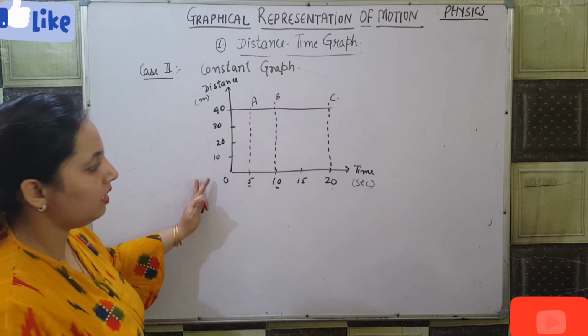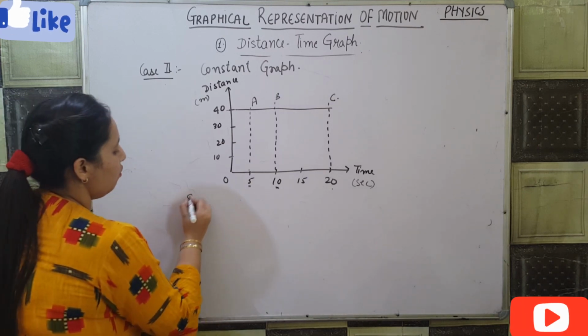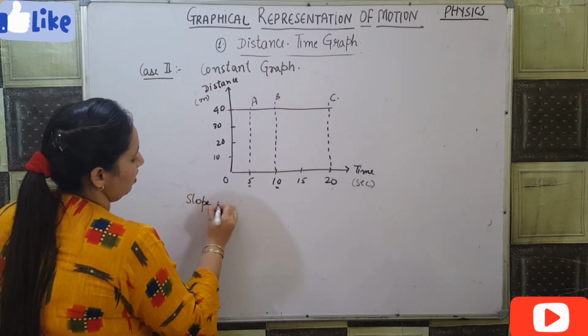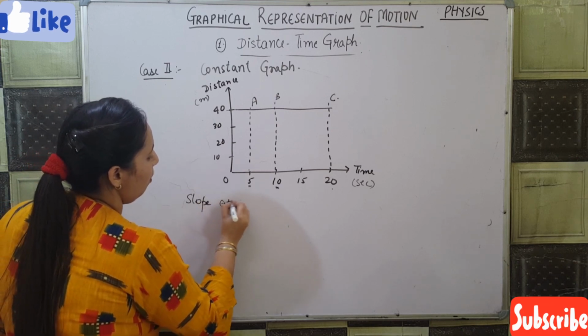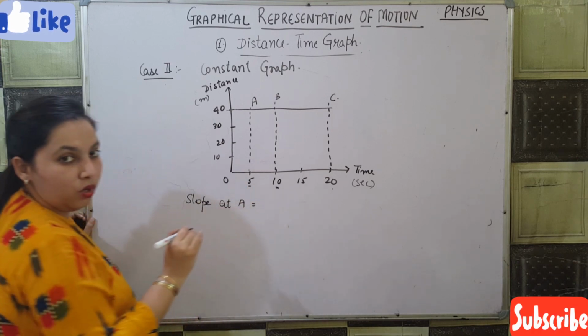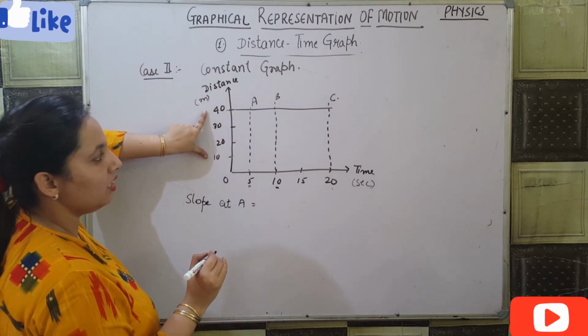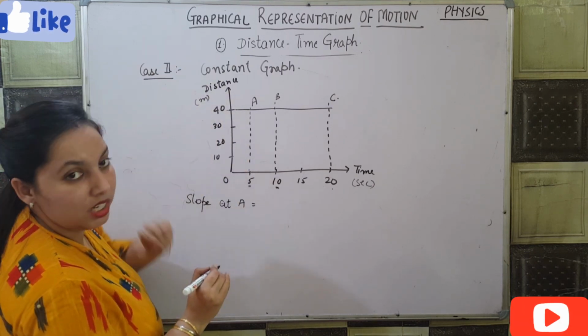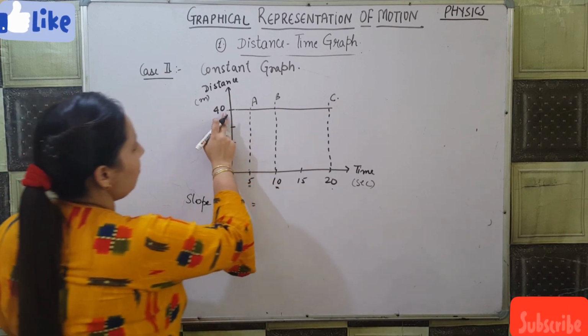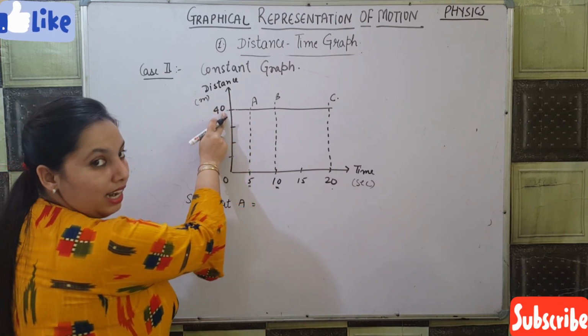We have to interpret this graph, which means we have to find the slope of this graph. Firstly, I will find the slope at point A. You know what slope is? Slope means the change in the y-axis to the change in the x-axis. Here, at the y-axis, is there any change?